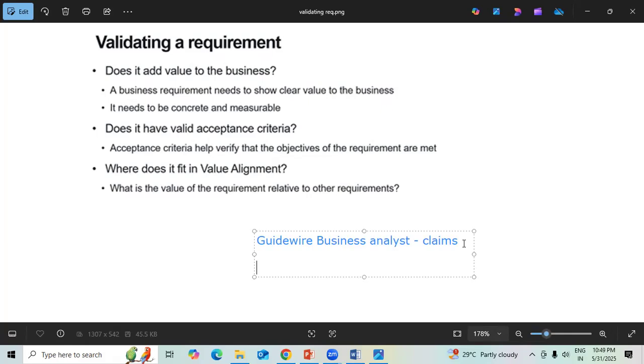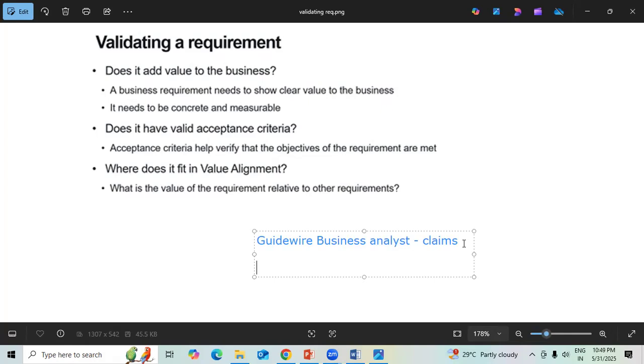Relatively, to what extent these are connecting to the requirements matters, because unless you integrate Policy Center with Claims, you cannot know about the particular claim that someone has submitted. You want to know about that individual or company who submitted the claim, and whether they have an active policy or not, right? We don't know unless we have that integration. So rightly fitting into the value alignment is also a key and important thing: the value of the requirement relative to any other requirements.